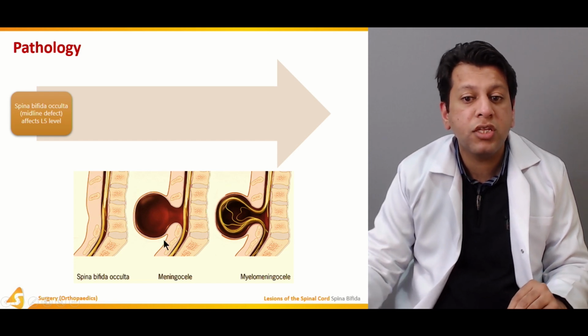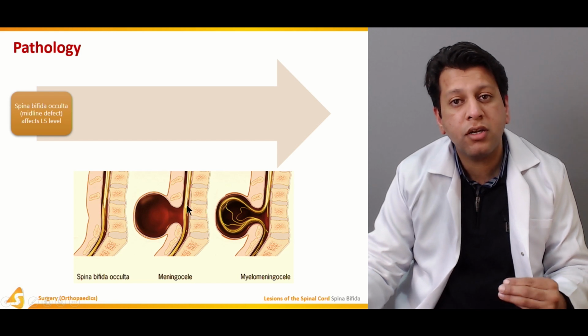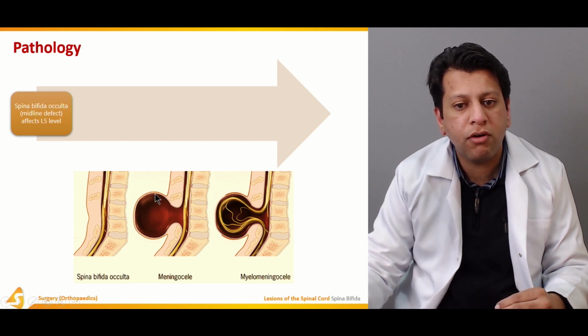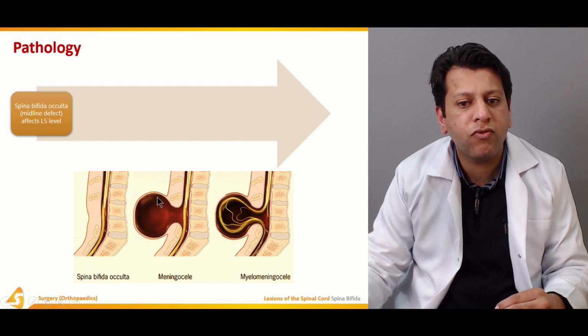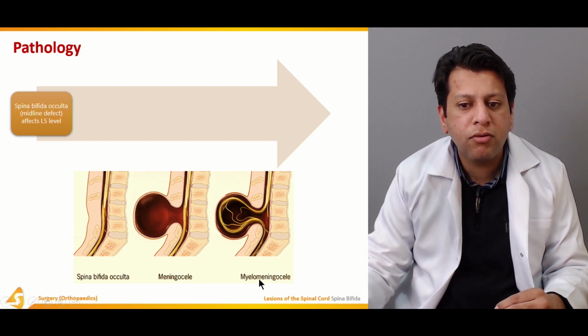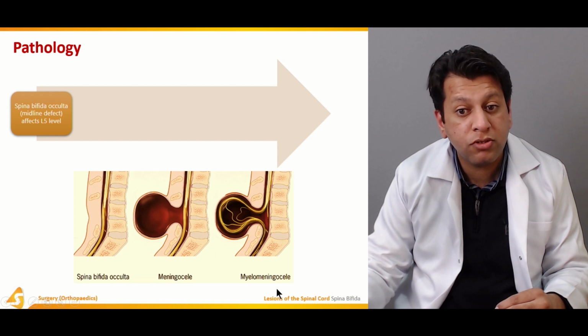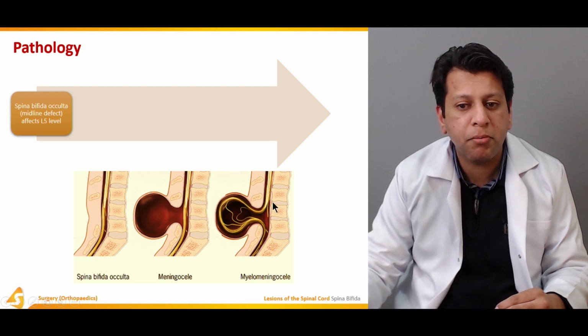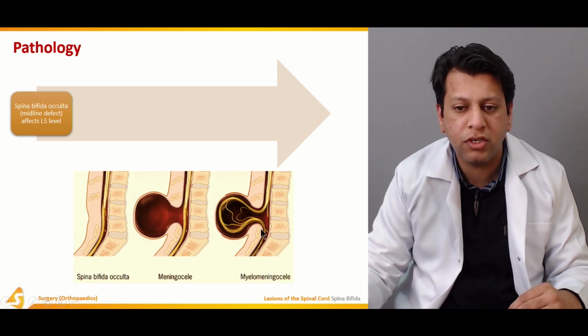Then this is called meningocele. If you see, the meninges protrude out, forming a cyst-like or gelatinous lesion, and CSF fills this cavity, forming a meningocele, but the spinal cord remains inside. The third variety is called myelomeningocele. Now in this variety, as you can appreciate over here, it's not only the meninges which are protruding, the spinal cord is also going out, and this whole cyst-like lesion is filled with CSF.